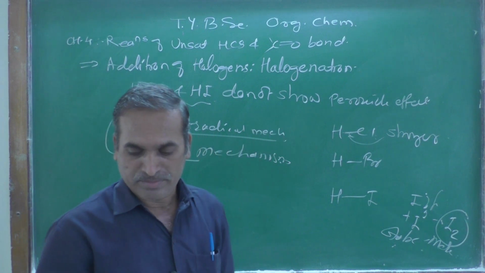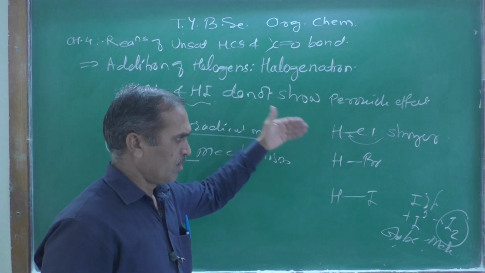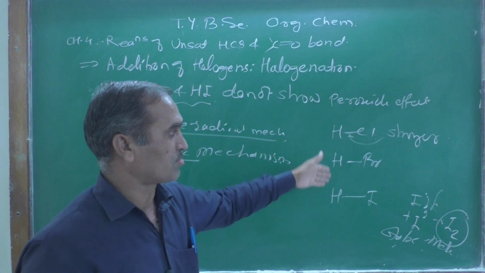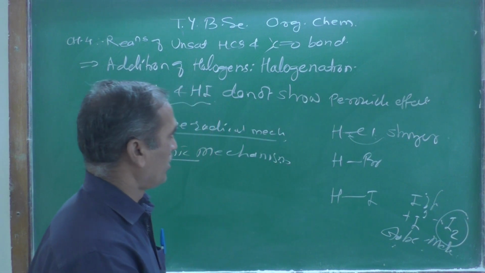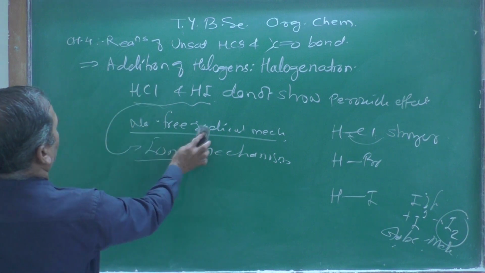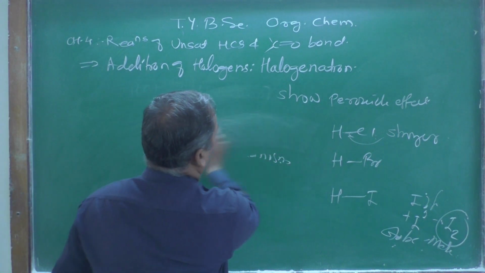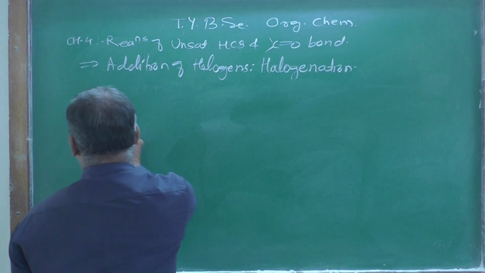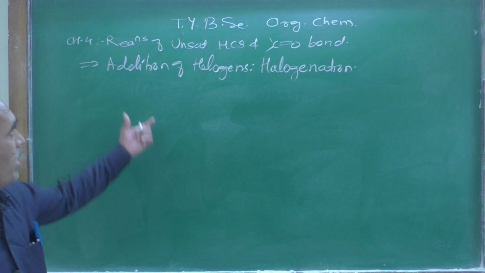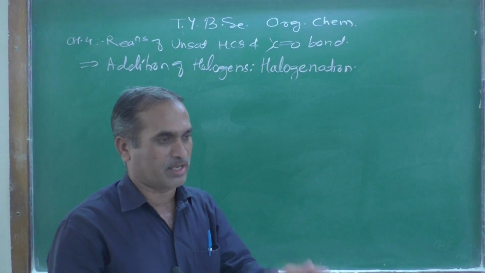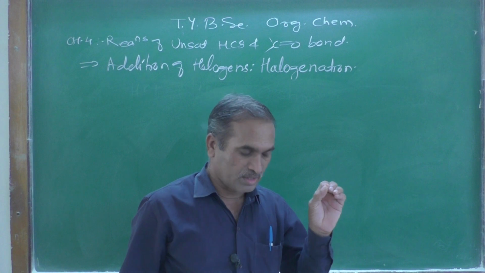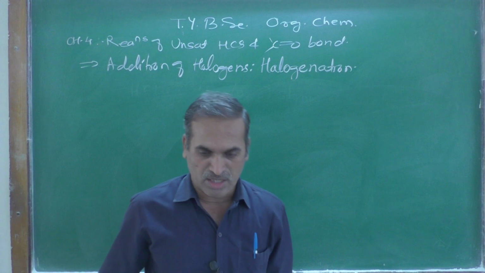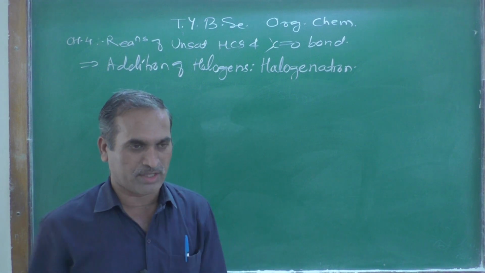I think this point we continued from yesterday: why HCl and HI do not show the peroxide effect. This is the reason. Okay, now we are talking about the addition of halogens. What do you mean by addition? In an addition reaction, two molecules combine to yield a single molecule of product.